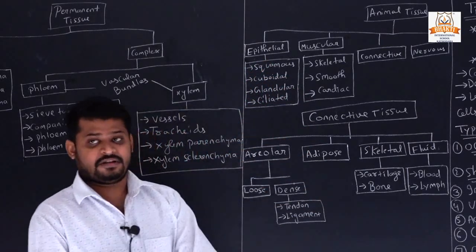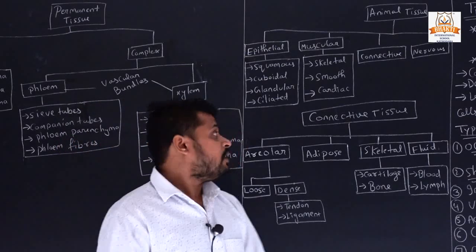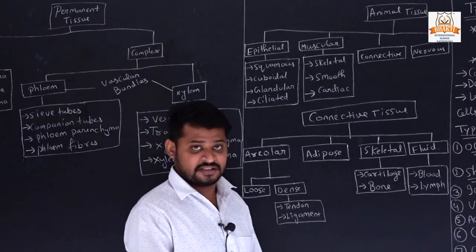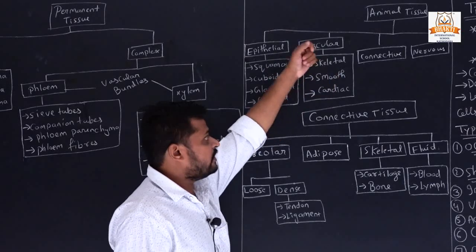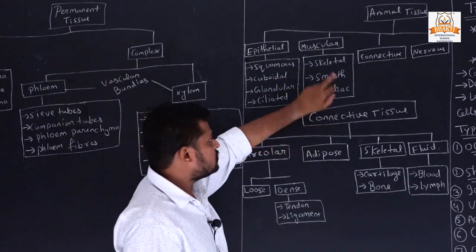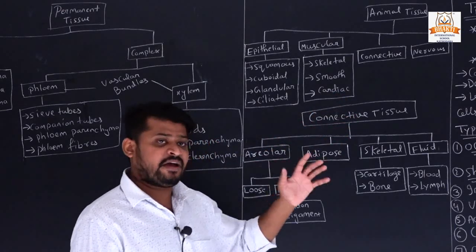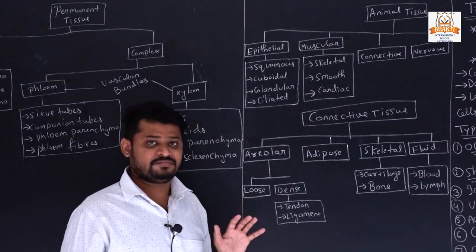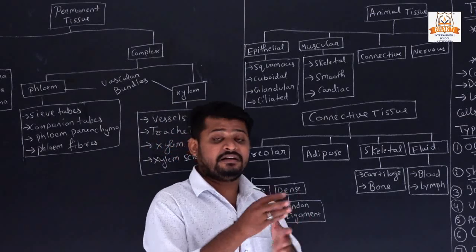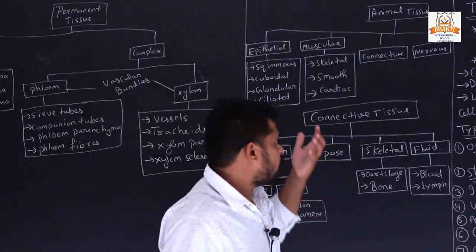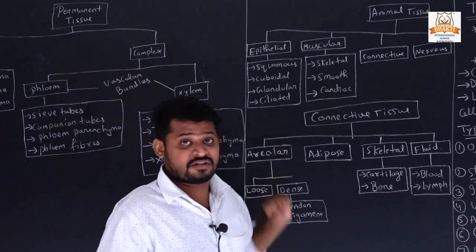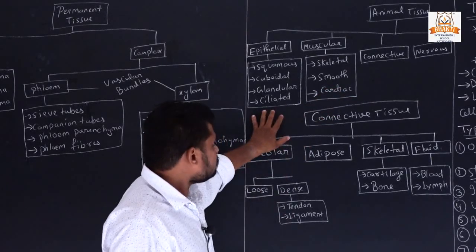Now the second one is muscular. We all know the muscles. These tissues make our muscles, that's why it is called muscular. It also has three parts: skeletal, smooth, and cardiac. We will study them one by one in our next video, and it will clear all your doubts about what these are and what the function of all these parts is.